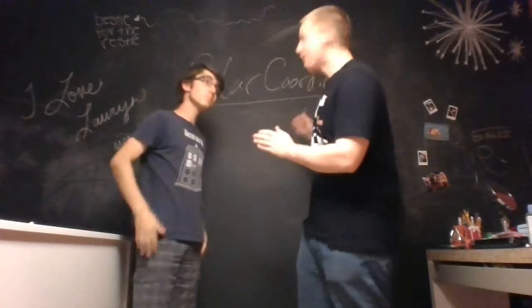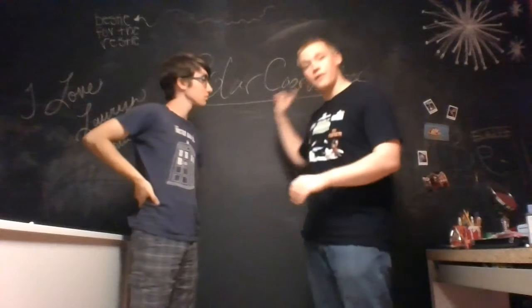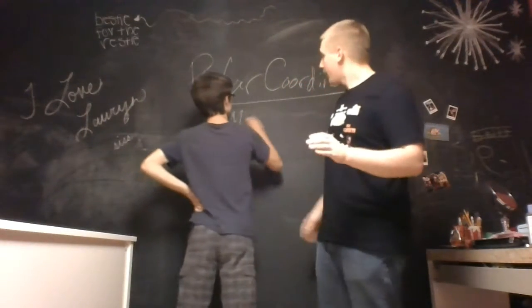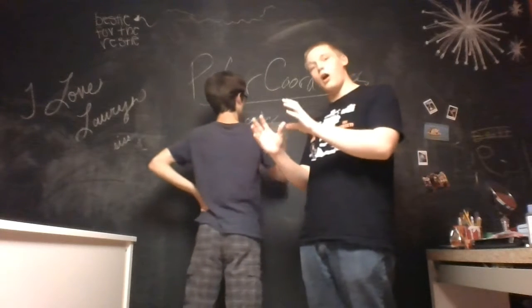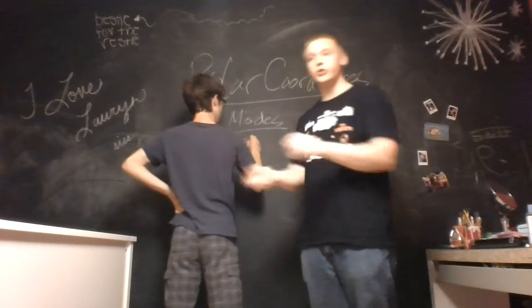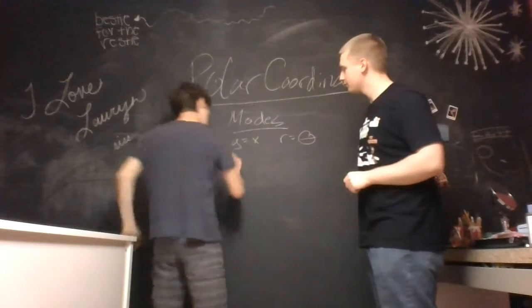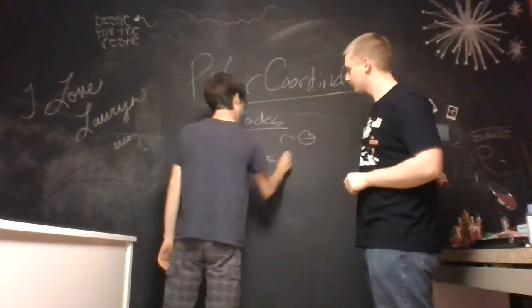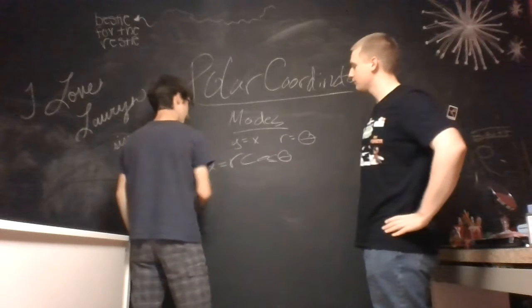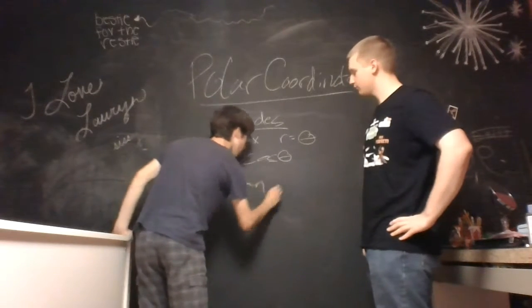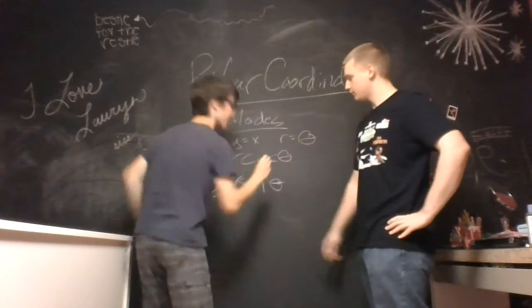So, we are going to be talking about polar coordinates, and the first topic is switching between the modes of polar coordinates, aka switching between r equals a function of theta into y equals a function of x. The first thing to go off of is that r cosine theta is equal to x, and y equals r sine theta, excuse me.